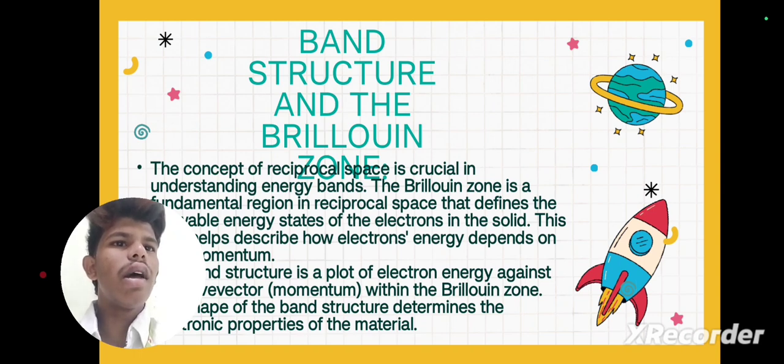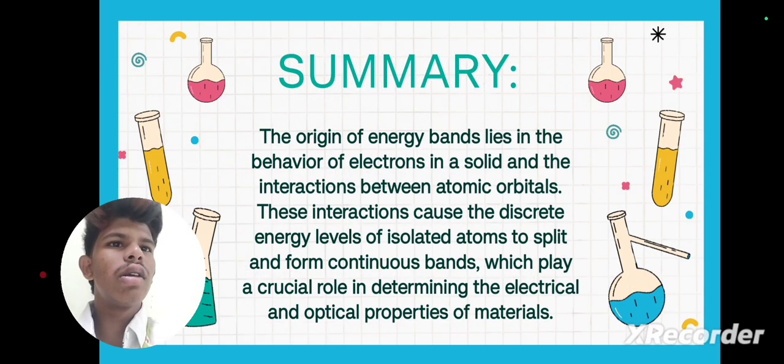Band structure and the Brillouin zone. The concept of reciprocal space is crucial in understanding energy bands. The Brillouin zone is a fundamental region in reciprocal space that defines the energy states of the electrons in the solid. Band structure describes how electron energy depends on momentum, and it is a plot of electron energy against momentum within the Brillouin zone. The shape of the band structure determines the electronic properties of the materials.